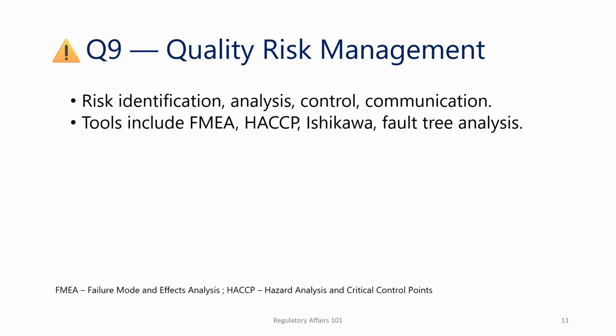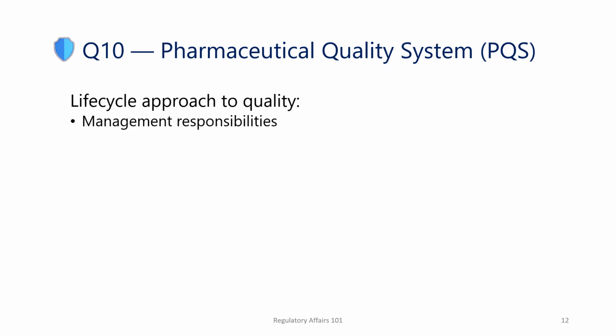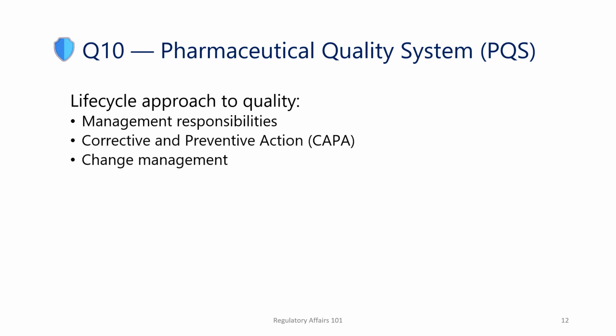Q9 provides tools like FMEA, HACCP, Ishikawa diagrams, and fault tree analysis. Risk management is integrated across Q8, Q10, and Q12. Q10 defines the modern PQS, management responsibility, CAPA, change management, deviation handling, and continual improvement. It's the backbone of quality culture.